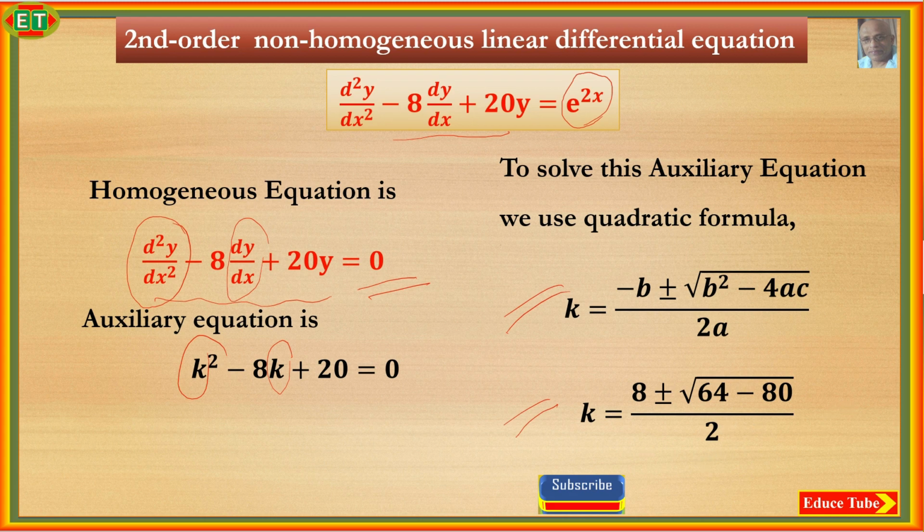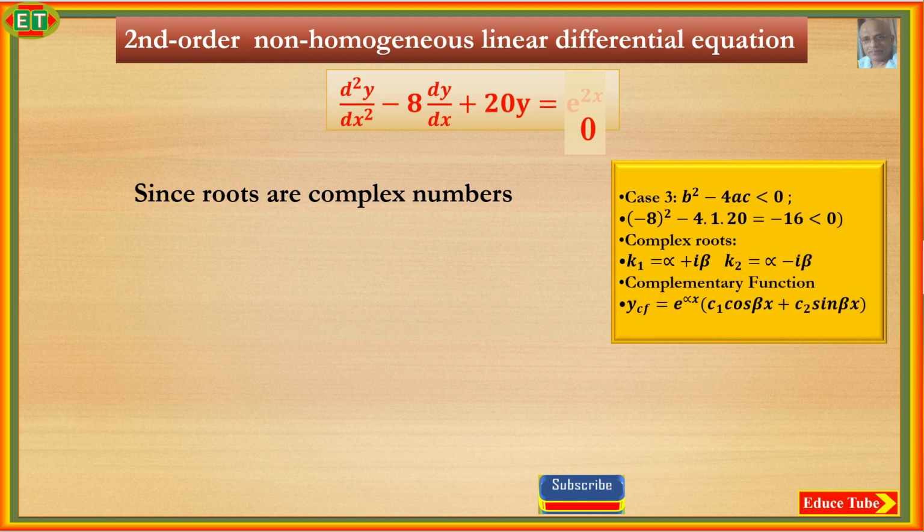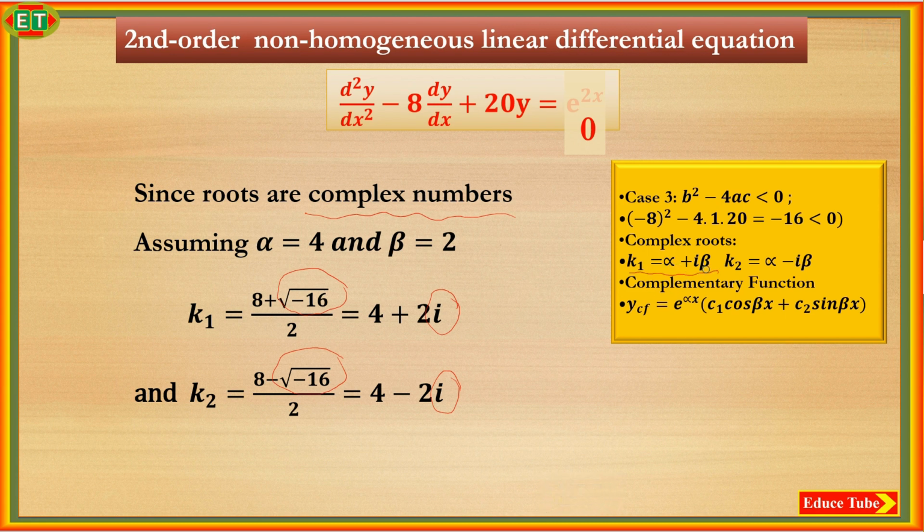Plus or minus means there are 2 roots. So what are those 2 roots? The 2 roots are here. One important point: these roots we got are complex numbers. The reason is that inside this square root it is negative. First one, and second one, inside the root is negative. So what we got is 4 plus 2i, and for this negative we put i, 4 minus 2i. Same as we followed here, k1 equal to alpha plus ib, k2 equal to alpha minus ib, because the discriminant is less than 0.